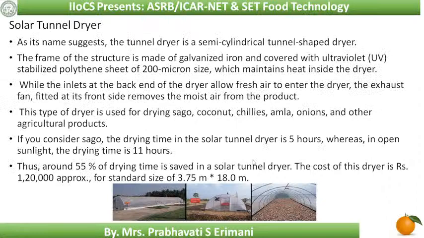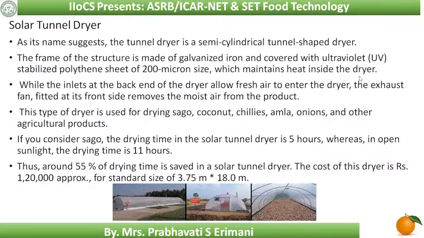Now coming to the solar tunnel dryer, you can see the picture, how it is like a tunnel. As its name suggests, the tunnel dryer is a semi-cylindrical tunnel-shaped dryer. The frame of the structure is made of galvanized iron and covered with ultraviolet stabilized polythene sheet. See, these are the stabilized polythene sheets of 200 micron size, which maintain heat inside the dryer.